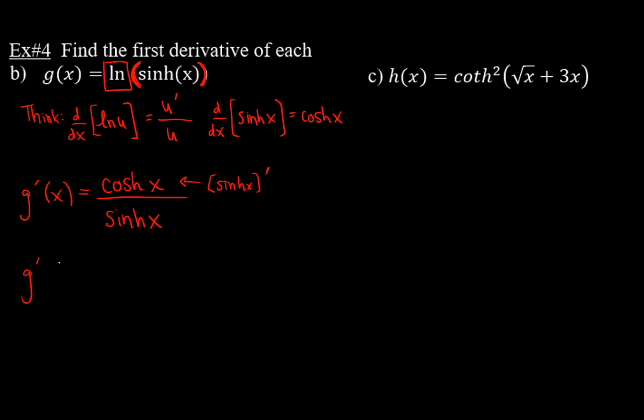And the derivative of the sinh of x is the cosh of x. And then, by definition of hyperbolic trig functions, this is the hyperbolic cotangent of x. And that's my final and simplified answer.